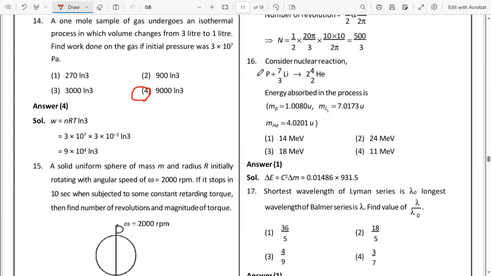No, it is proton. Right? Positron. Right. It is 2 helium. Right? 248. Yes. So energy absorbed in the process is 14 million electron volts. Option 1 is the correct option, students.